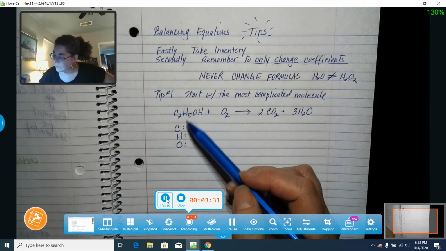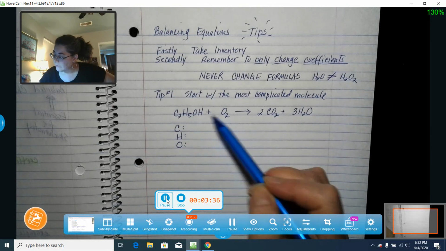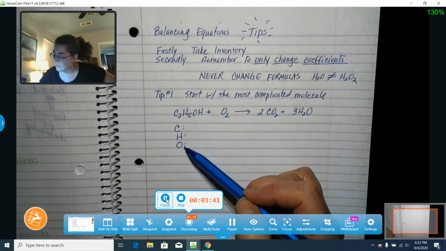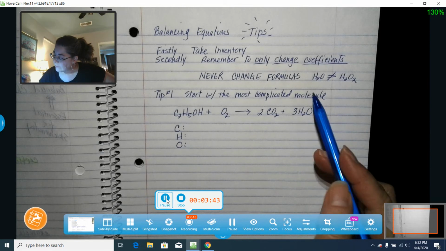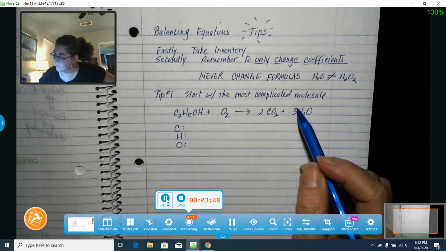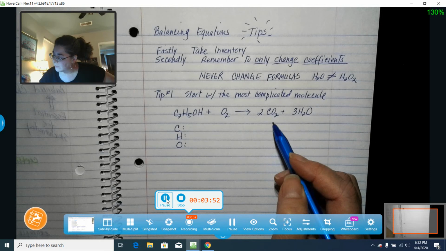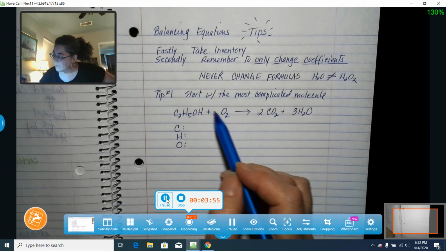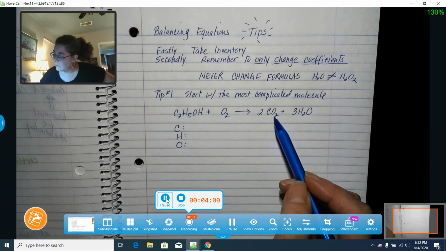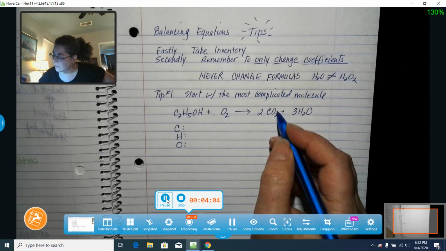Okay, so taking inventory means you're going to write down all the things that you're trying to balance. So on this side of the arrow, I have carbon, I have hydrogen, and I have oxygen. So I list them out. The other side of the equation, outside the arrow, you should have the same atoms. Okay, because you can't get an atom out of nowhere, and atoms don't just disappear. In a chemical reaction, what happens is the atoms that are on this side, they just rearrange into another configuration, and this is what they rearrange to. Okay, so we don't have any atoms lost or gained.